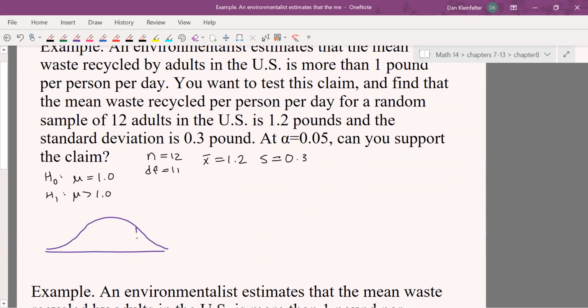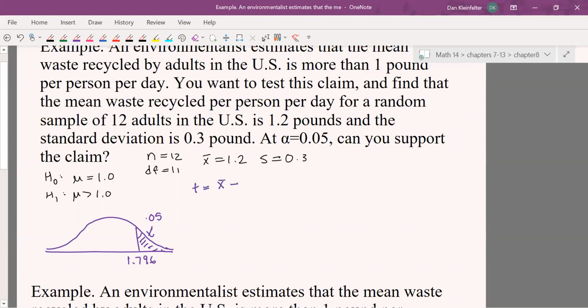So our test is right-tailed, and our alpha was 0.05. Okay, so if our test is right-tailed and we have an alpha of 0.05 and a degrees of freedom of 11, then that's going to be 1.796 off the table.